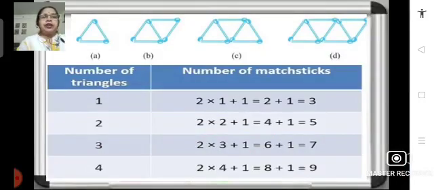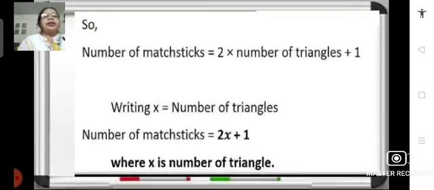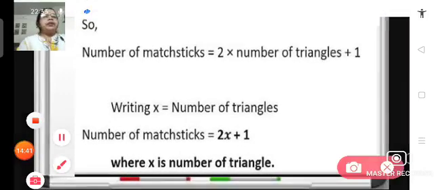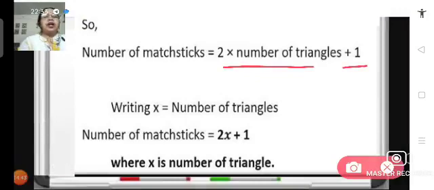and please note it down neatly in your notebook. So, the number of matchsticks will be 2 multiplied by the number of triangles plus 1. This is the rule we can write for this. So, if x is the number of triangles, then it will be 2x plus 1, where x is the number of triangles.